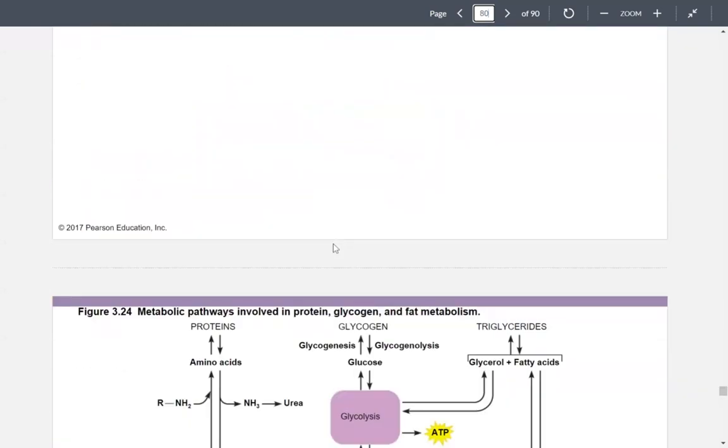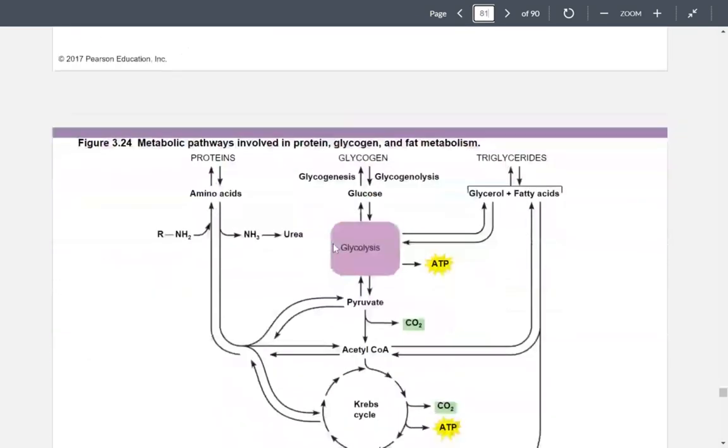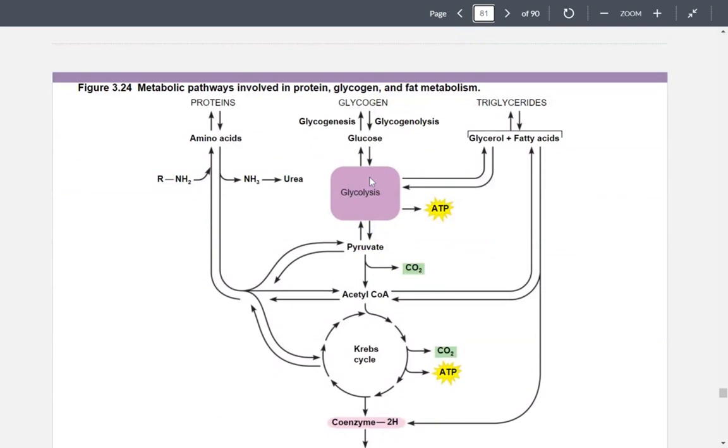All right. Energy use, storage, and use. Carbs, lipids, proteins. We've already talked about carbs. Glycolysis. Our proteins are going to get broken down into amino acids. The nitrogen group is going to be removed, and that is going to form urea. And various products can come in at the pyruvate stage and be converted into acetyl-CoA. Some can come in straight at acetyl-CoA, depending on what we are looking at here, and some will get converted into this step on this side of the Krebs cycle.